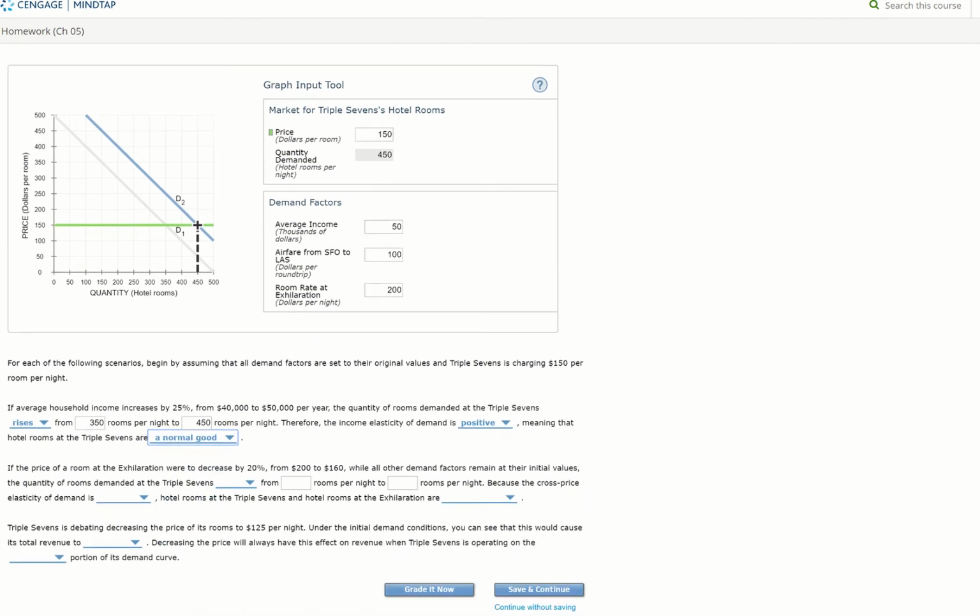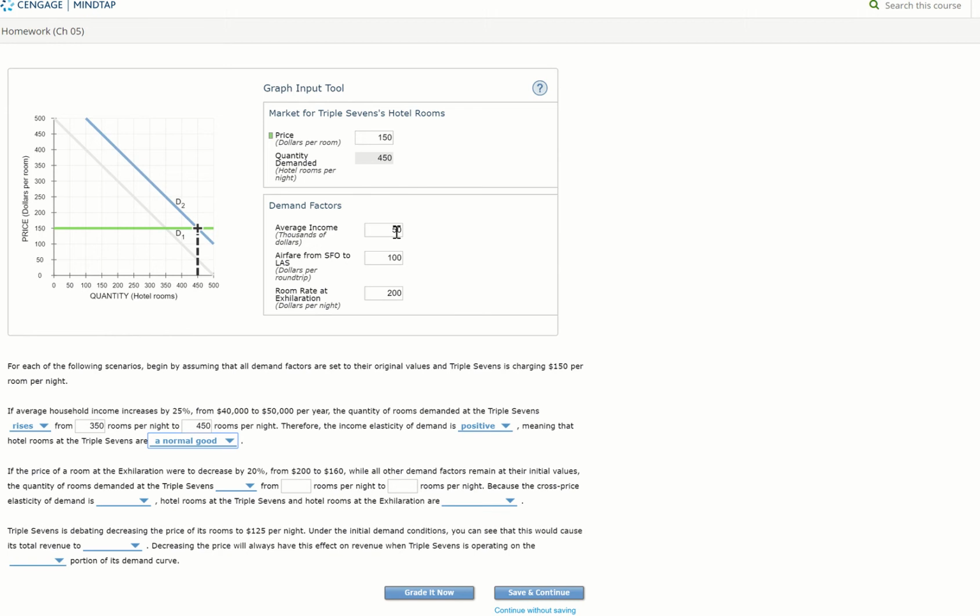All right, and next, let me change this one back. So this is 40 again. Okay. All right, so if the room price at Acceleration were decreased by 20% from 200 to 160. So at 200, our quantity demanded is again 350.